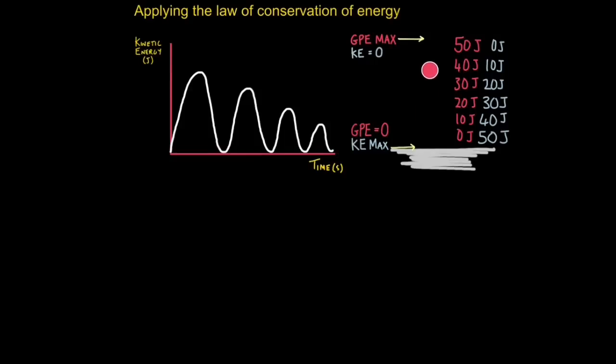So as the ball bounces up, it starts to slow down until it reaches its maximum height, where basically all the kinetic energy in the ball has been transferred back into GPE. So you can see from 50 to 40 to 30 to 20 to 0 KE, but from a GPE perspective, 0 to 10 to 20 to 30 to 40 to 50, back to max. So that explains the rise and the fall, but it doesn't explain why the maximum KE is going down.